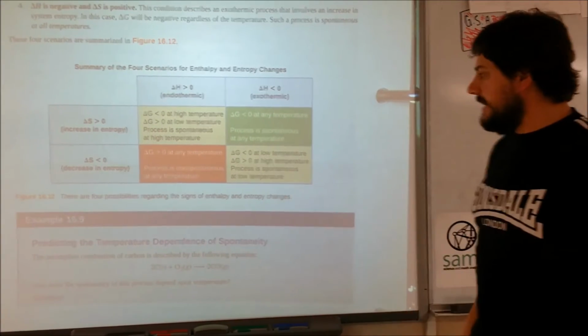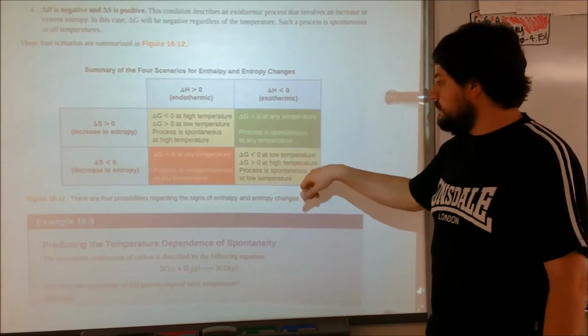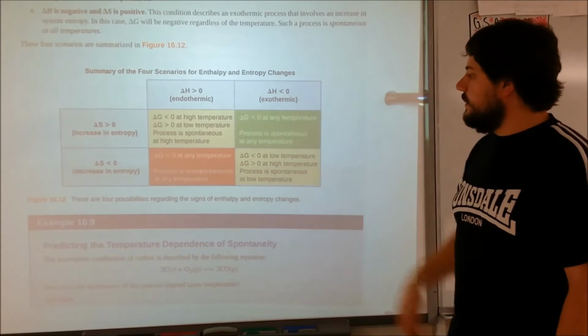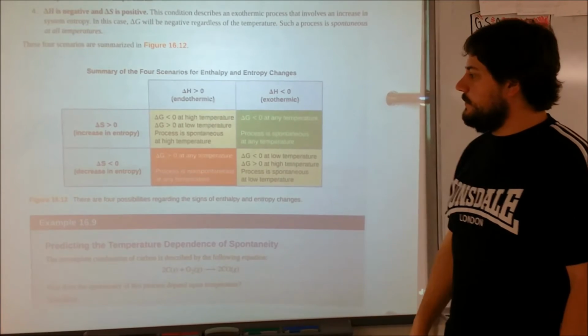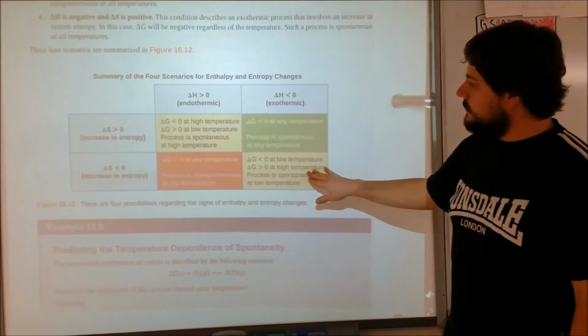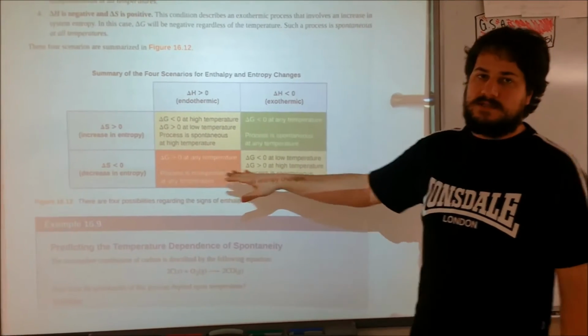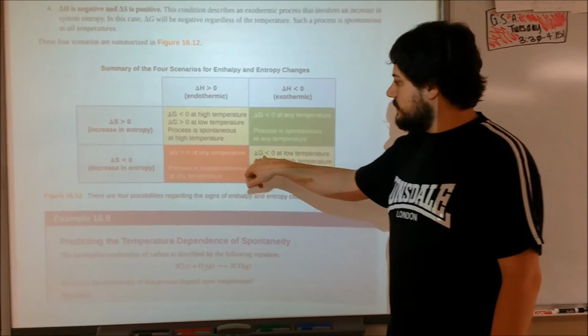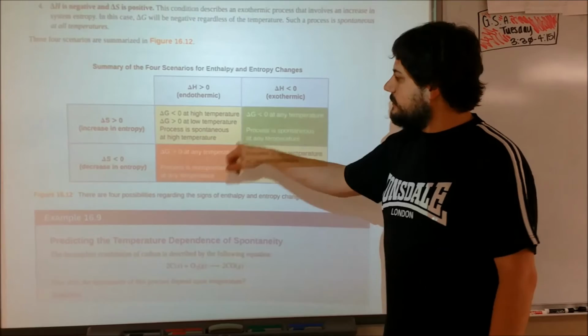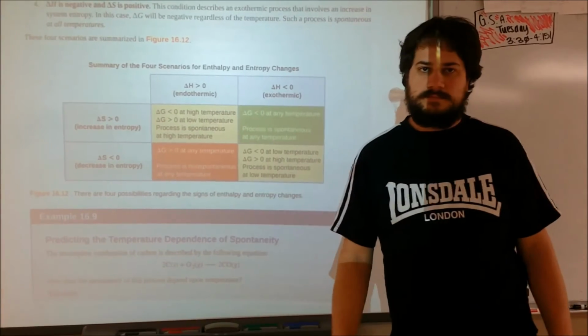And then finally, for the last one, the delta G is less than 0 at low temperatures, and the delta G is greater than 0 at high temperatures. The process is spontaneous at low temperatures. So it's an exothermic reaction with decreasing entropy. So it will happen spontaneously at low temperatures. So these are reversed, and then these two are reversed.